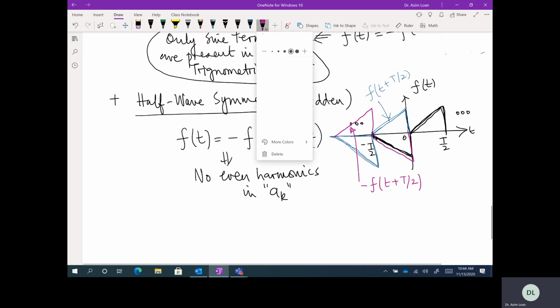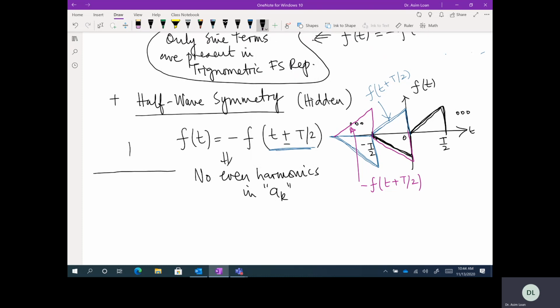The easiest example is actually this one. If you have this square wave, this square wave has half wave symmetry. Why? Because this is 0, this is T by 2, this is minus T by 2. If I shift this one, the blue one, I will get this waveform, right? I'll get this blue one, and then I flip it.